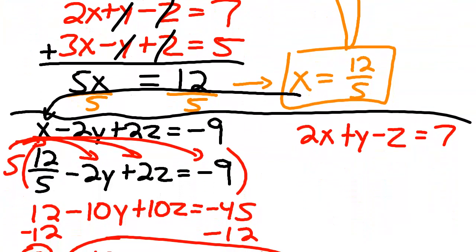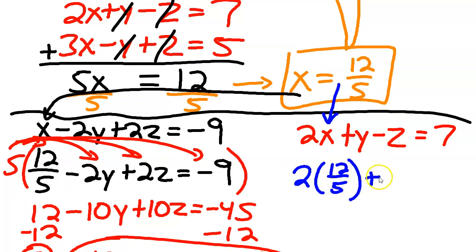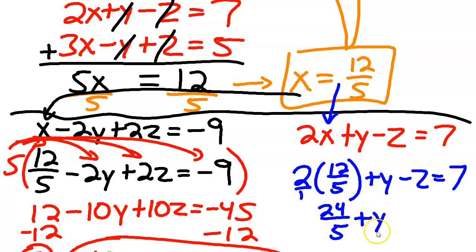So we'll plug 12 fifths into this equation for x, and I'll get another equation with y and z. Right, so I'll have 2 times 12 fifths plus y minus z equals 7. That's going to be 24 fifths, right? If you think of the 2 as 2 over 1, 24 fifths.